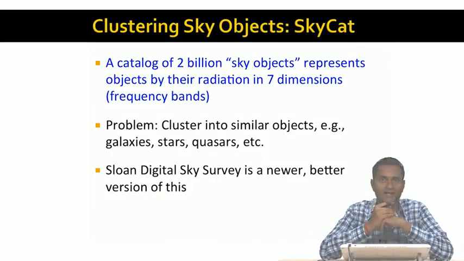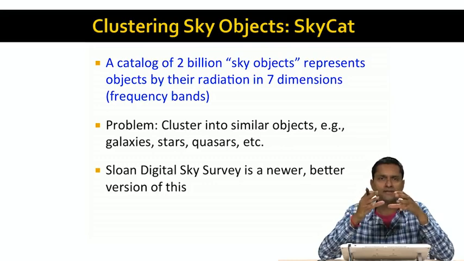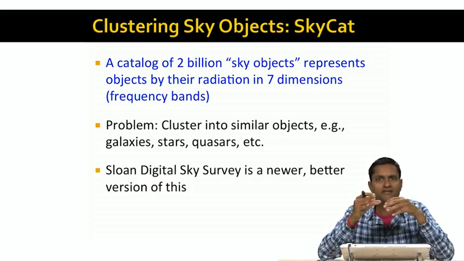Let's look at some real applications, starting with SkyCat. SkyCat is a catalog of 2 billion astronomical objects, and each object is represented by its radiation signature in 7 dimensions or frequency bands. The problem is to take these 7-dimensional data points and cluster them into real-world objects, such as galaxies, stars, quasars, and so on, which are more similar to each other than they are to other things.